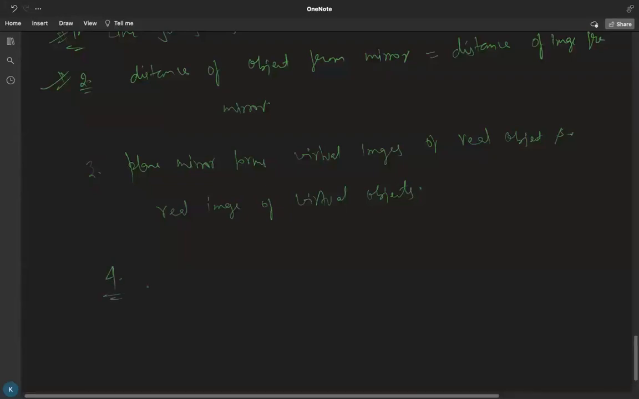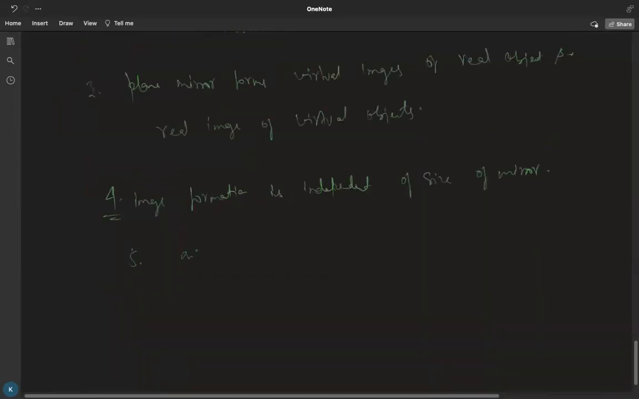The fourth thing that you have to keep in mind is image formation is independent of the size of the mirror. The fifth thing is the only condition is the object should be in front of the mirror. The rest of the things, like the size of the mirror, don't matter, just the object should be in front of it.